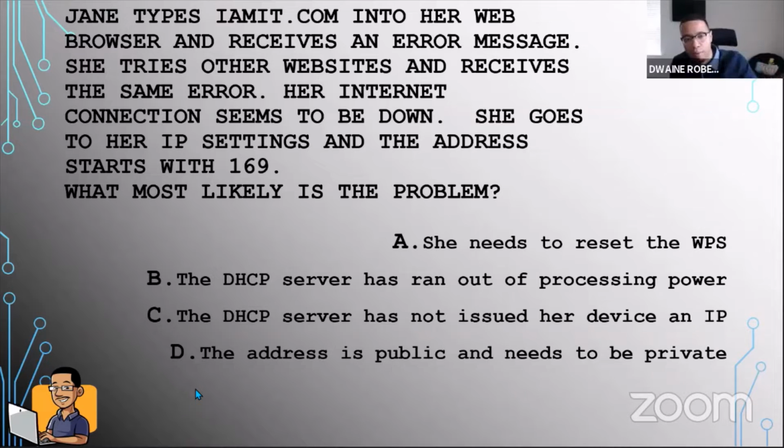All right, so Jane types imit.com into her web browser and receives an error message. She tries other websites and receives the same error. Her internet connection seems to be down. She goes to her IP settings and her IP address starts with 169. What most likely is the problem? So just look at the answers, look at the question, and I'll give you guys a couple of seconds to see what you think the answer is.